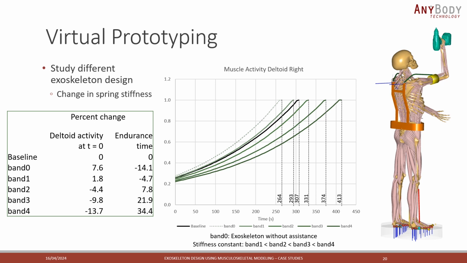What's interesting about this is that even a somewhat small change in muscle activation can have a significant change in endurance time. For example, for band 3, we see around 10% reduction in initial muscle activation, and this extrapolates to a 22% increase in endurance time.